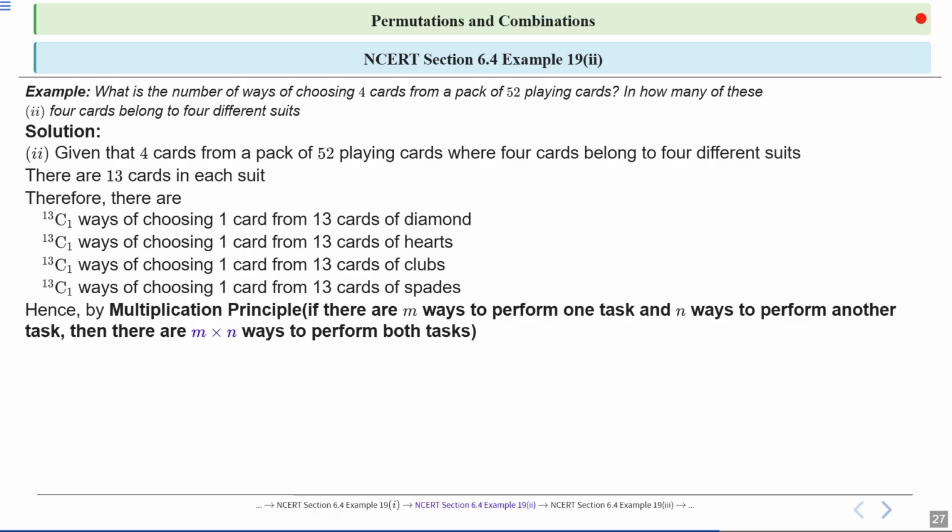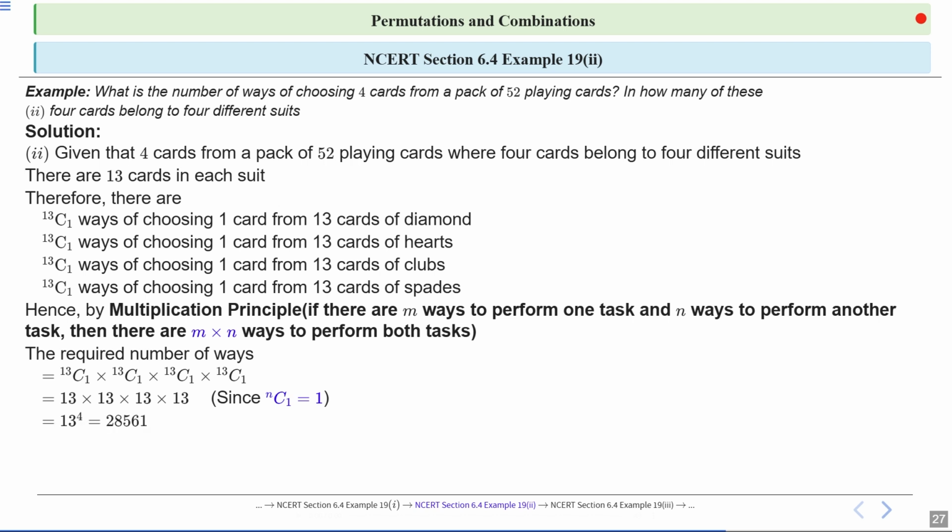Hence, using the multiplication principle, the required number of ways is 13C1 multiplied with 13C1 multiplied with 13C1 multiplied with 13C1. This is equal to 13 into 13 into 13 into 13, since nC1 is n. So 13C1 is basically 13 factorial upon 12 factorial into 1 factorial, that is 13. So this is equal to 13 to the power 4.